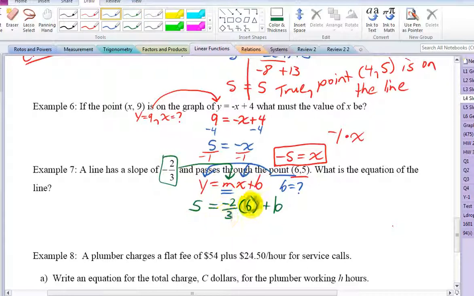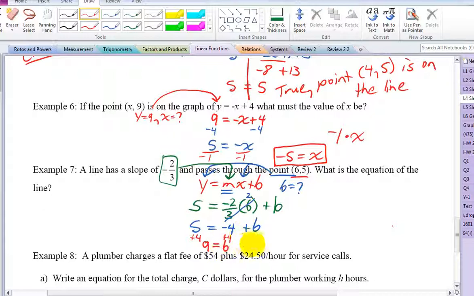So first of all, do your multiplication by canceling. 6 divided by 3 is 2. So we get 5 equals, what should it equal? Negative 4. You're multiplying. Okay. So negative 2 times 2 is negative 4. Now how do we move the minus 4 to the other side? Plus it. So we do the opposite of what we see. So we get 9 equals the letter b.